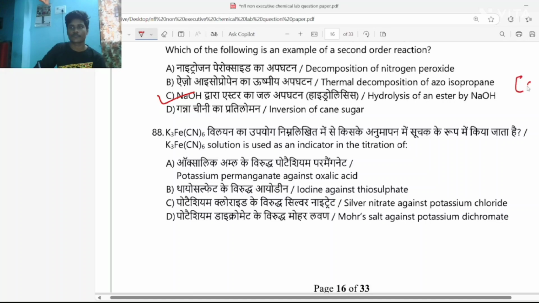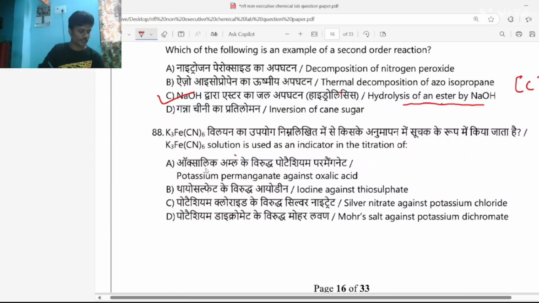Okay, next question. 88 question. K3[Fe(CN)6] solution is used as an indicator in the titration of. Answer is option D, Mohr's salt against potassium dichromate. In the titration of Mohr's salt against potassium dichromate, we use K3[Fe(CN)6] solution as an indicator. Option D is the correct answer.